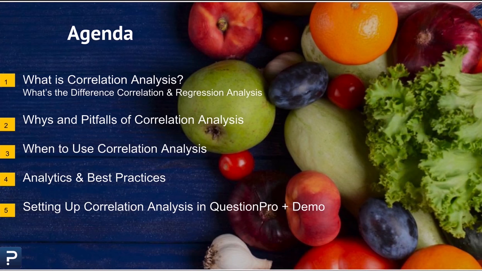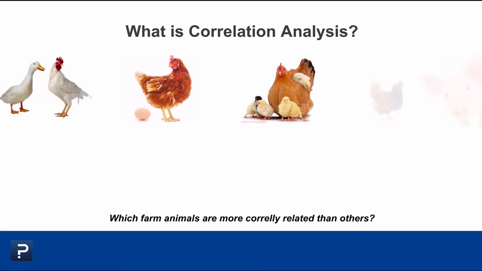And since this is a farm-to-table overview, I thought it would be fun to feature farm animals to help me explain this research methodology when it comes to understanding correlation analysis. Of the animals that you see on the screen, which ones are most closely related and least related to each other? All of these animals are ones that you may find on a farm. However, some of them are more closely related to each other than others.